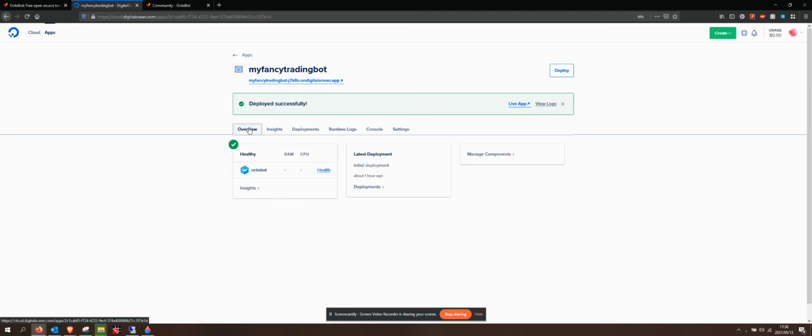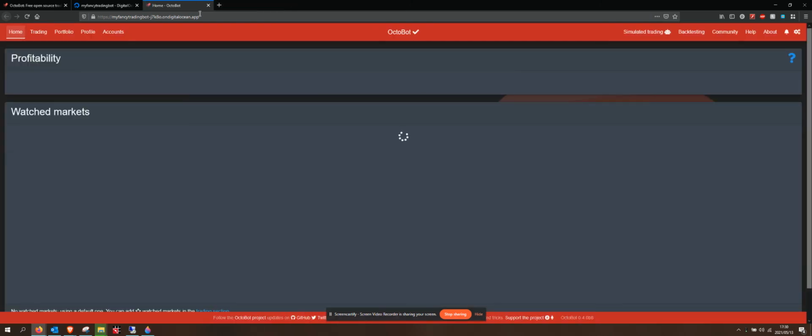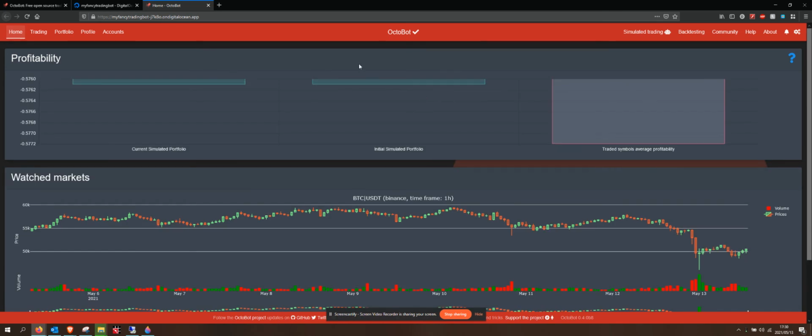So I'll change back to overview, and okay. Now we're going to go to the Octobot itself. That is the link that we saw in the previous one. If I click on that, I've actually already got it open here at the top, and here it is loading up. When it is online, it shows you this little tick.